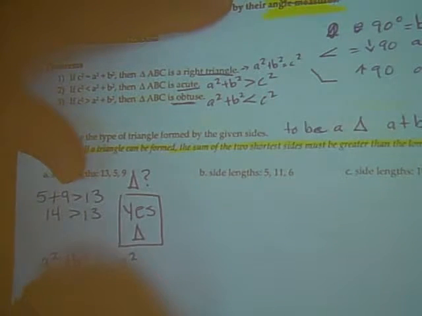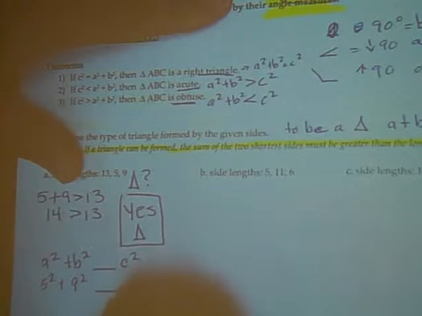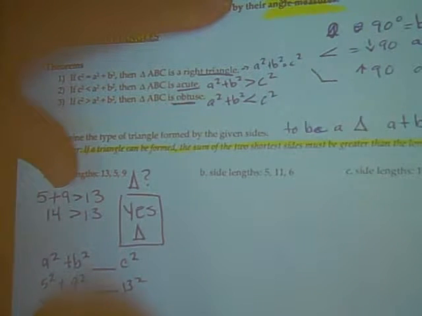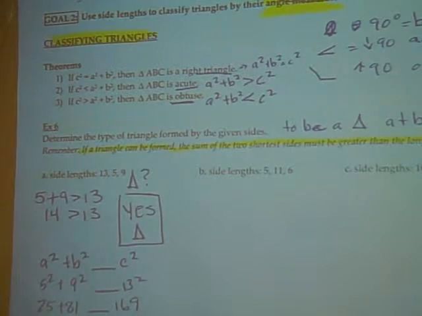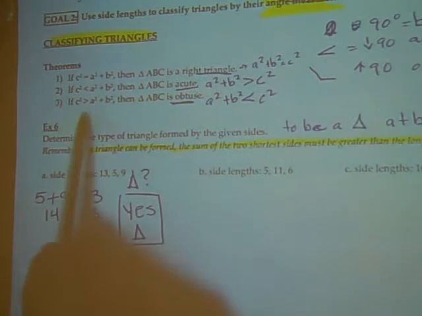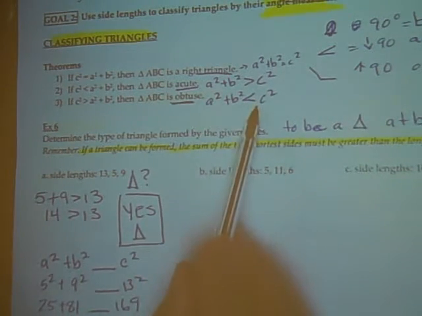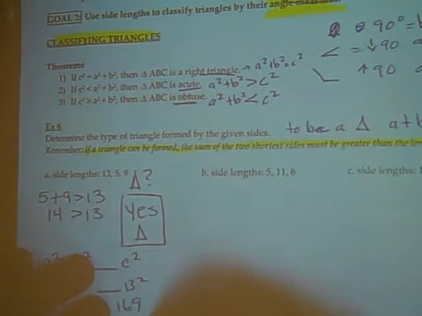So now we just plug in what we know. We've got 5 squared plus 9 squared. Over here, we have 13 squared. So we've got 25 plus 81. And this is 169. We go ahead and add those two together. Here we get 106, and here we get 169. Okay, c is greater. It says here, when c is greater, then it is obtuse. Yes, so what do we have? We have an obtuse triangle.